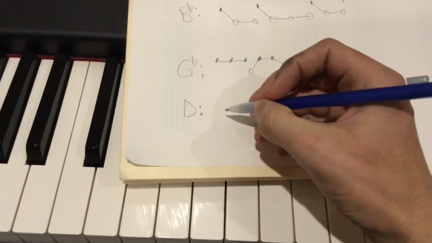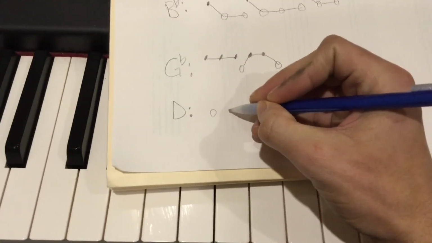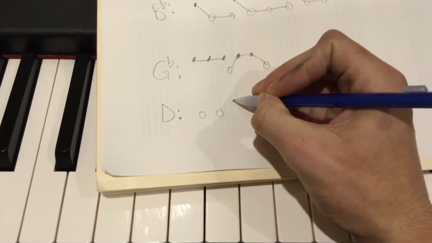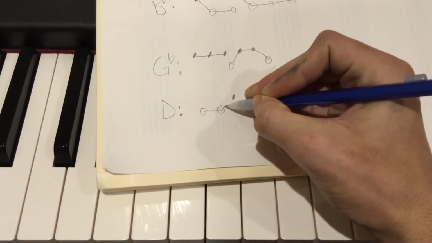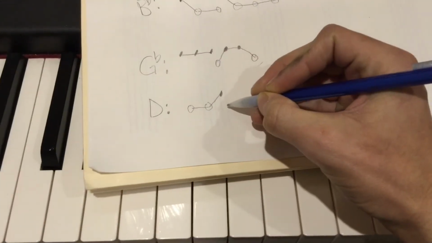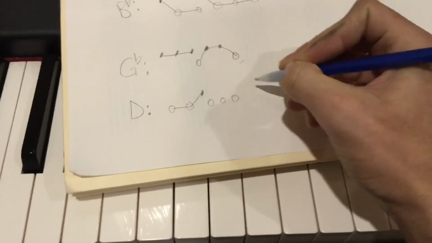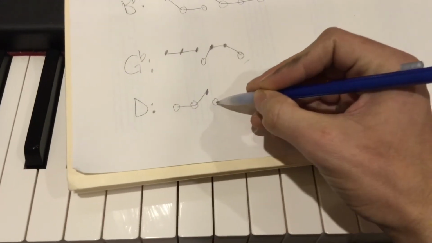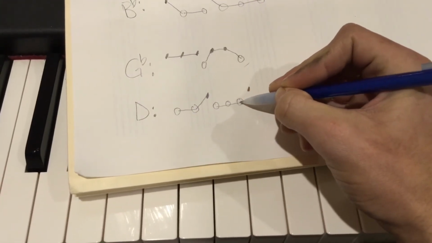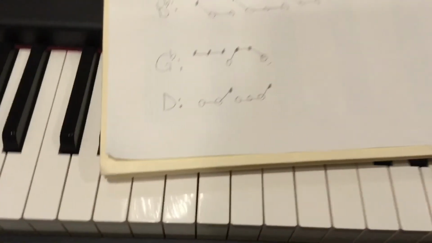Okay, cool. So here I'm going to start. We have our root, 2, 3. Those are connected. Then 4, 5, 6, 7. All right. So now we'll play the D major scale.